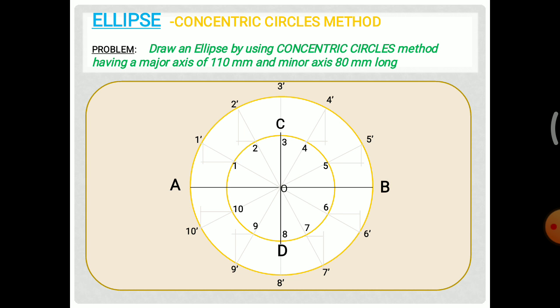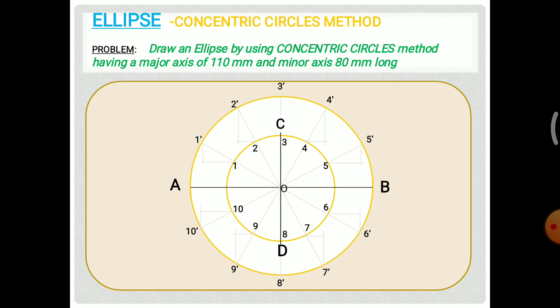So first we have to draw the vertical lines which are parallel to the minor axis, that is CD, and draw the horizontal lines which are parallel to the major axis line AB. So one is parallel to the minor axis and the other line is parallel to the major axis. So draw these two lines for all the points from the major axis and minor axis.